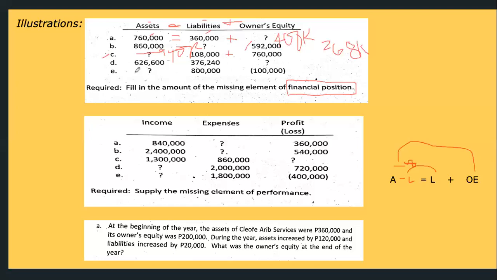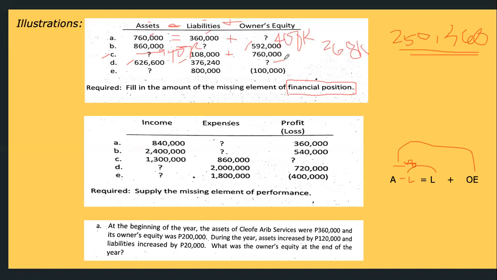Letter D, you have 626,600 assets. You have liabilities of 376,240. So the missing account is the owner's equity. So we subtract again, that's 626,600 minus 376,240. So that is equal to 250,360. So that is the answer for letter D. Sorry, this is your owner's equity, 250,360.